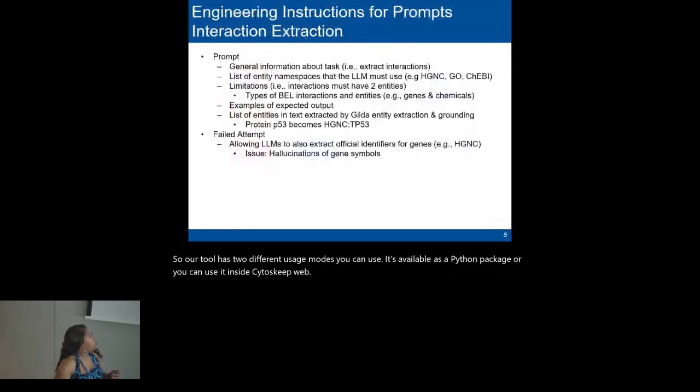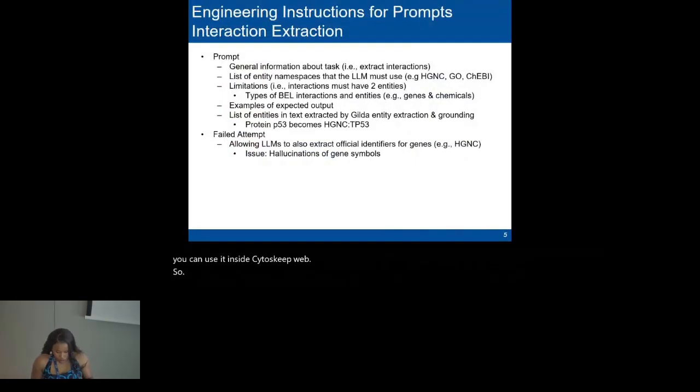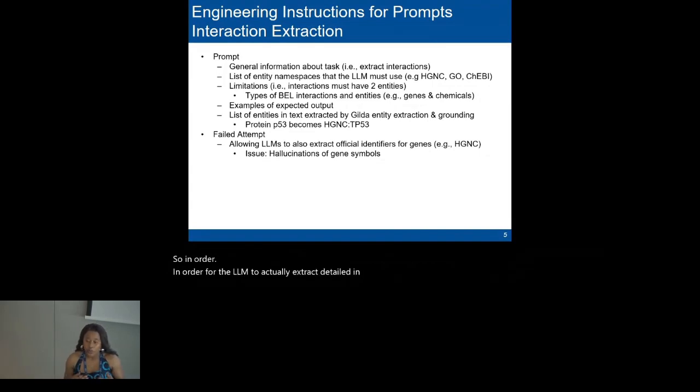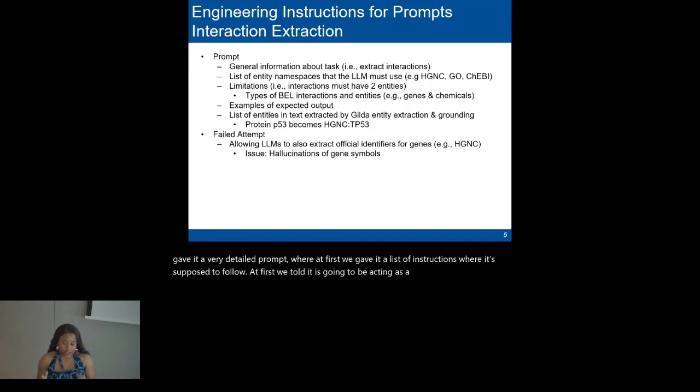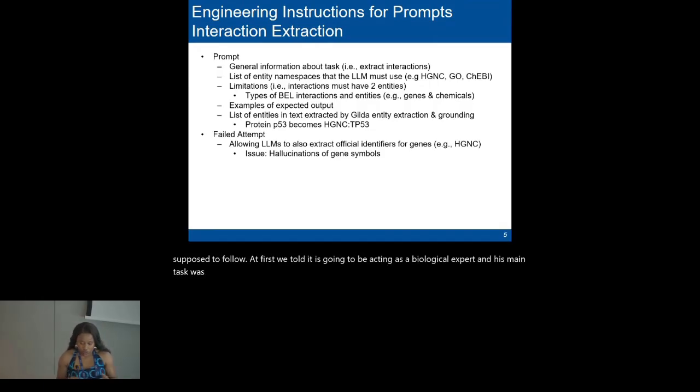In order for the LLM to extract detailed interactions like we wanted, we ensured we gave it a very detailed prompt, where at first we gave it a list of instructions it's supposed to follow. At first, we told it that it is going to be acting as a biological expert, and its main task was to extract interactions from paragraphs. The next thing we did was to give it a list of entity namespaces that it must adhere to, such as HGNC, GO, and CHEBI.